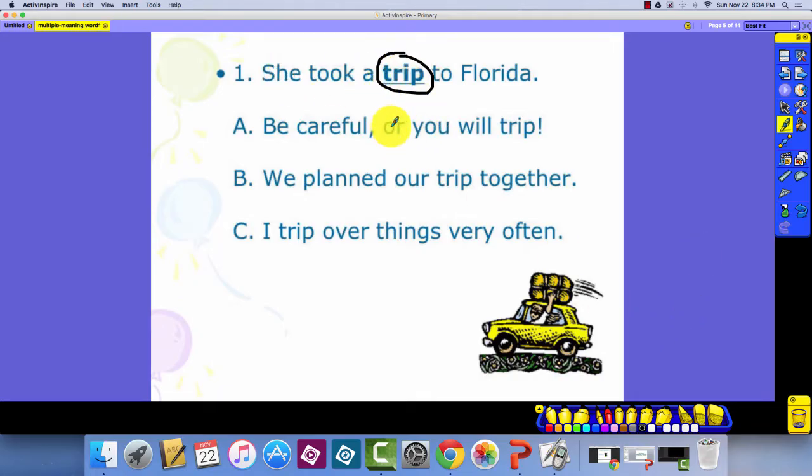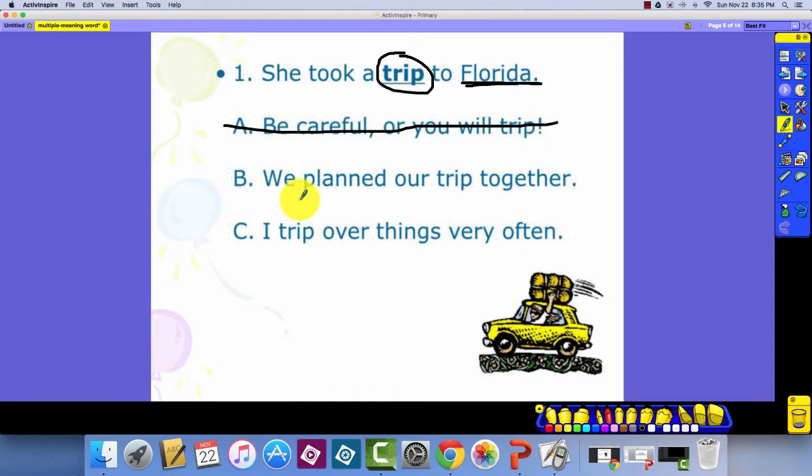Okay? So, Florida, I can use that context clue in the sentence to know that Florida is a place. And so it seems like she's going there. Okay, so now I'm going to read my options. Does trip mean be careful or you will trip? Well, I didn't read about her falling at all, so I don't think that's the correct answer choice. I'm going to X that out.